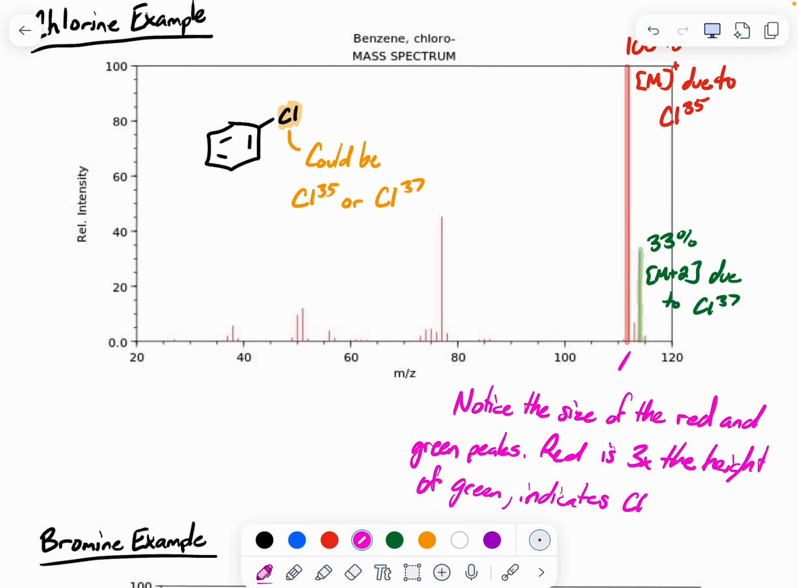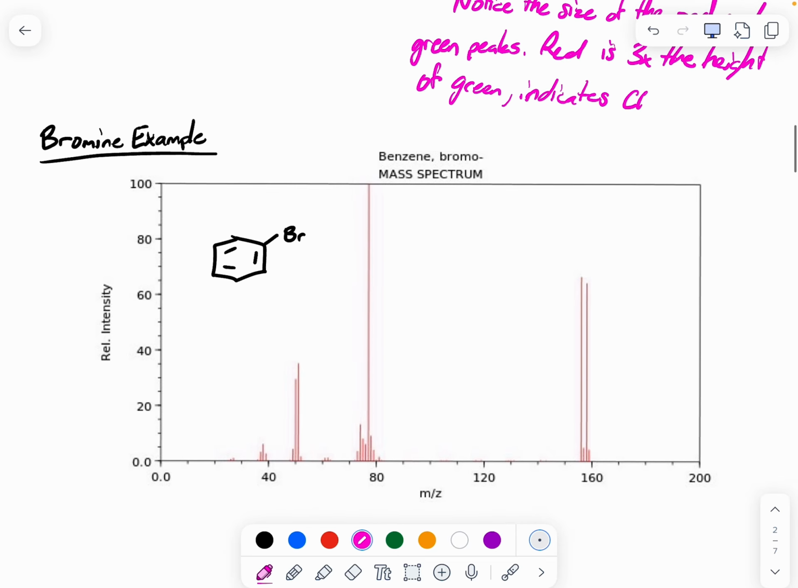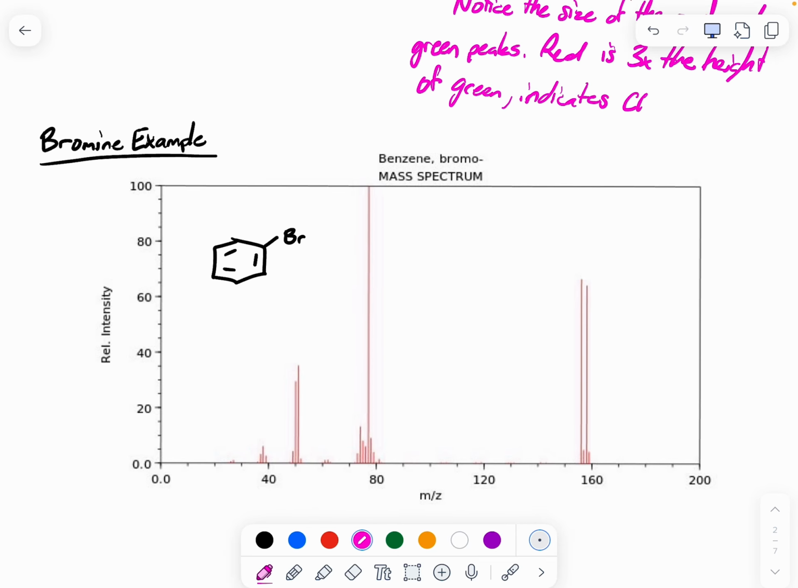Because we're going to do one for bromine as well. Okay. Let's look at bromine. The exact same type of molecule, bromobenzene. In this case, we have the bromine, and it's the same idea as chlorine. This could be bromine 79 or bromine 81. Right? So still a difference of 2 mass units.